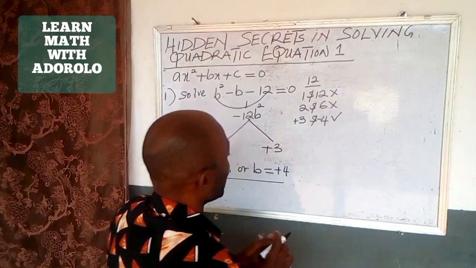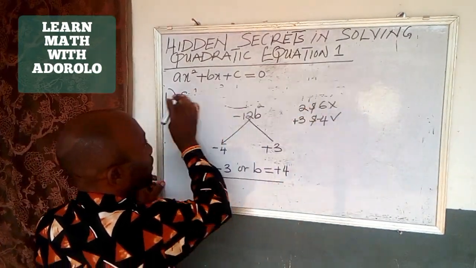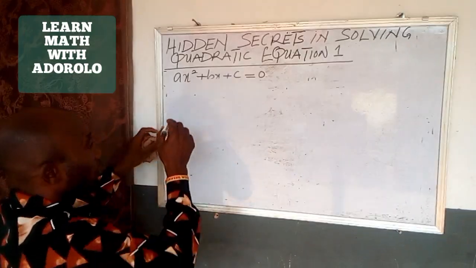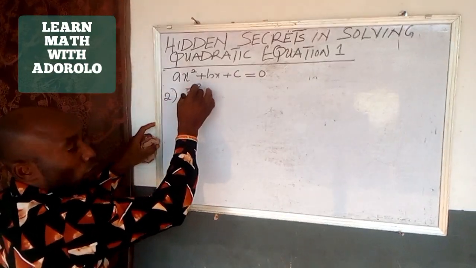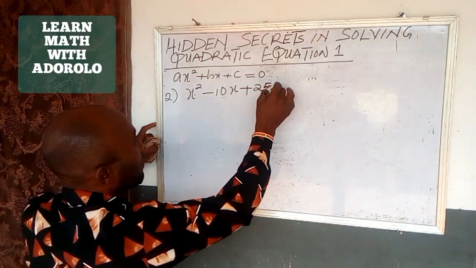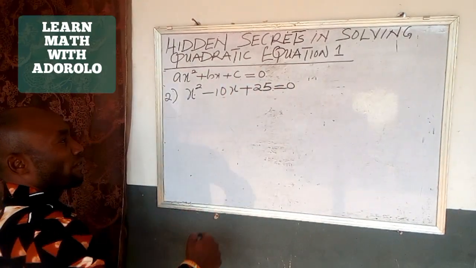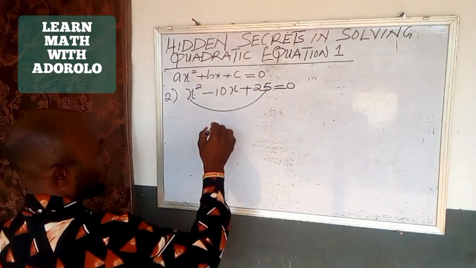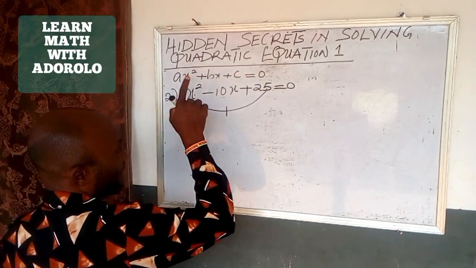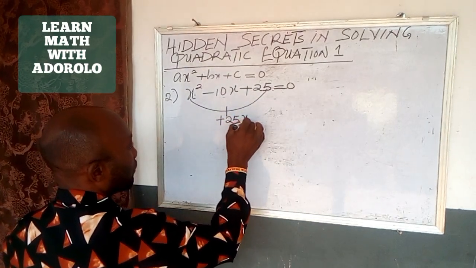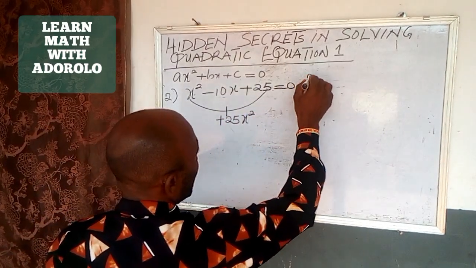The next question is number 2. Quickly. Number 2 again. Very simple to handle. You pick the question, which is number 2, which is x squared minus 10x plus 25 is equal to 0. For you to arrive at your factor quickly, as usual, the ring pattern of solving quadratic equation, you deal with this, that is x squared times plus 25. Will give you plus 25x squared. You bring the factor out.